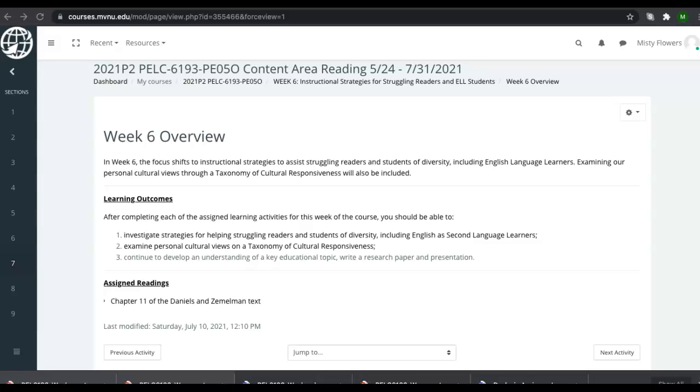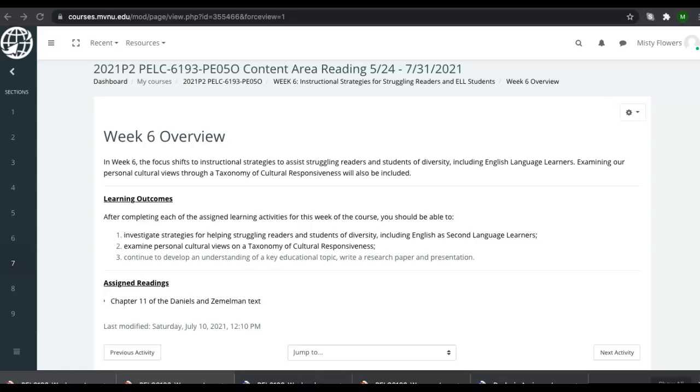And you have continued to develop your understanding of your research topic, which that paper and presentation is due in week 7. Your assigned reading for this week is Chapter 11 in Subjects Matter, which is Help for Struggling Readers.